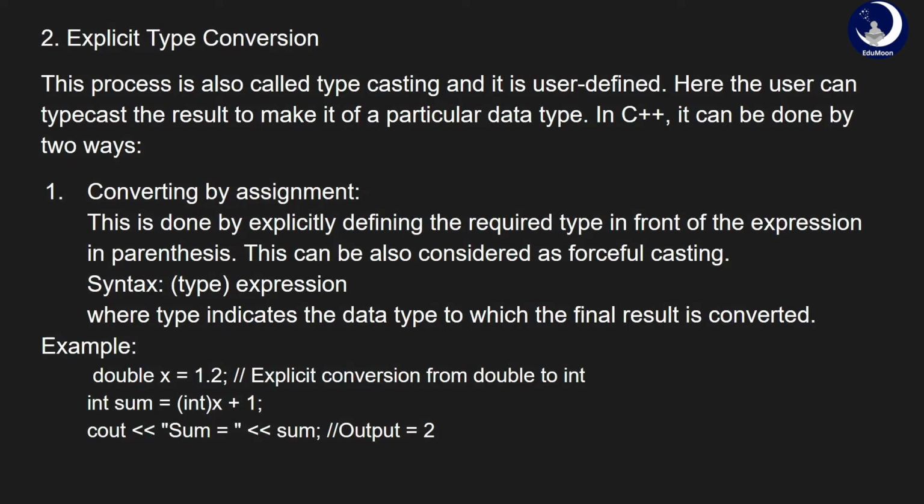Now let's look at the syntax. The syntax is very simple. Here the target data type is enclosed between the brackets followed by the expression, where type indicates the data type in which the final result is converted. Now let's look at an example. Double x is equal to 1.2. And here we are explicitly converting double to integer value.